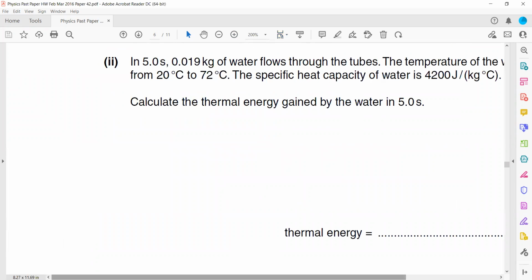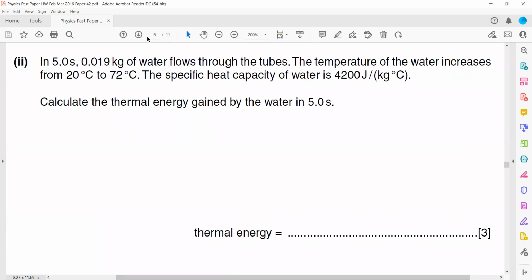The next part: in 5 seconds, 0.019 kilogram of water flows out of the tube. The temperature of the water increases from 20 to 72. The specific heat capacity is 4200. Calculate the thermal energy gain in 5 seconds.